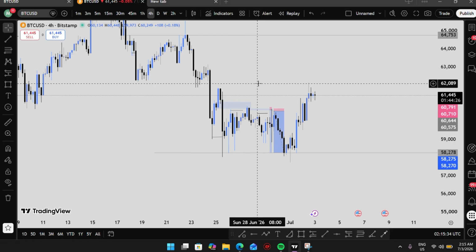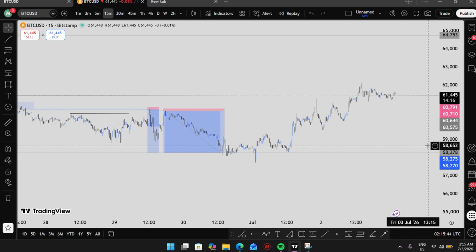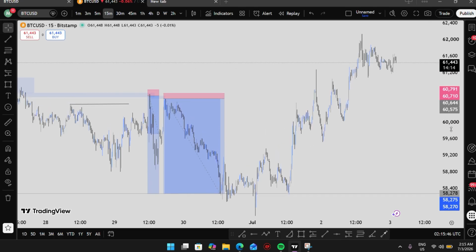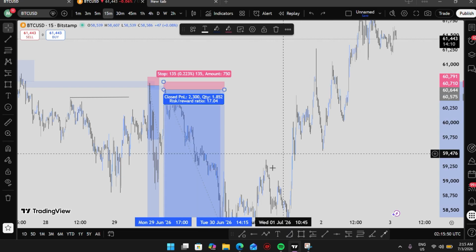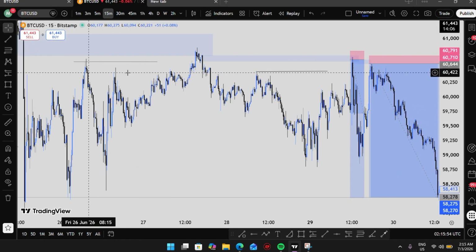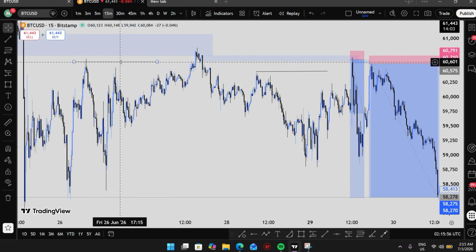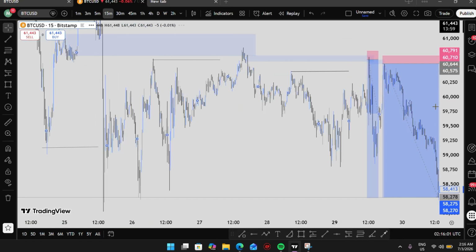And what's my confirmation about? A change of character, an inducement again, and then a point of interest. So in as much as the market has been on a downtrend, I needed that confirmation to know that this market has an 80% probability of selling.